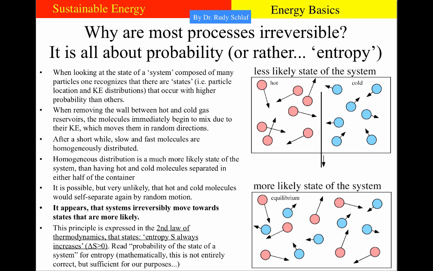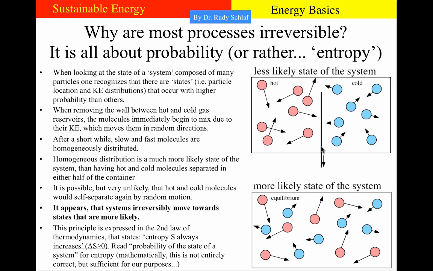So why are these processes that involve heat irreversible? Let's consider this simple experiment. We have a box that is full with cold particles on one side and hot particles on the other, and we have a wall in here that separates them. So what will happen once we pull this wall out?